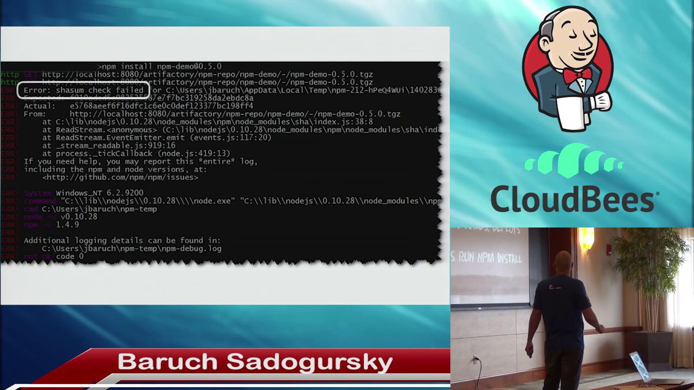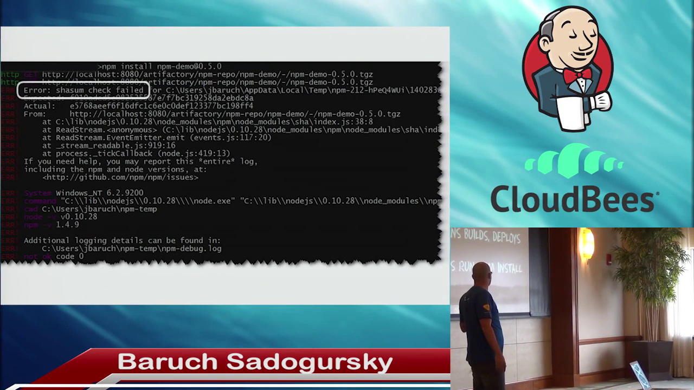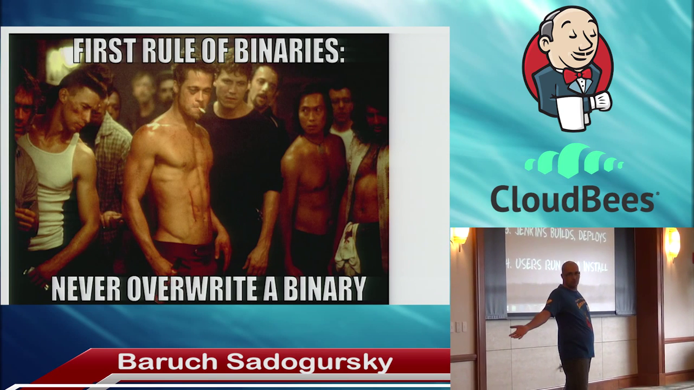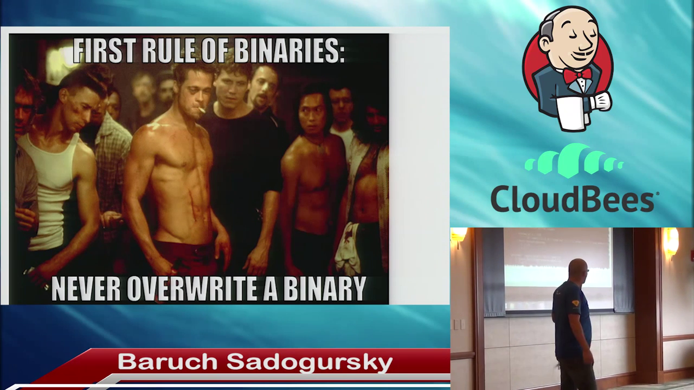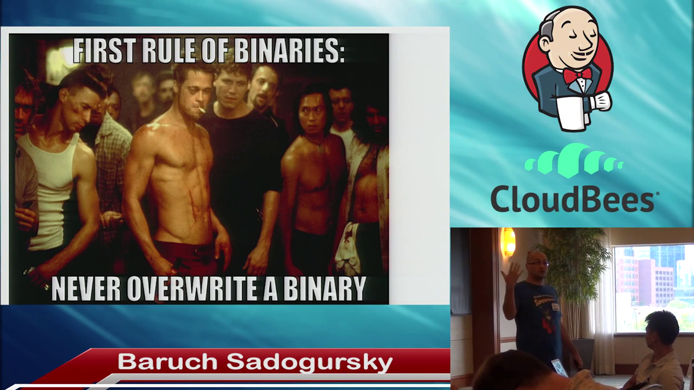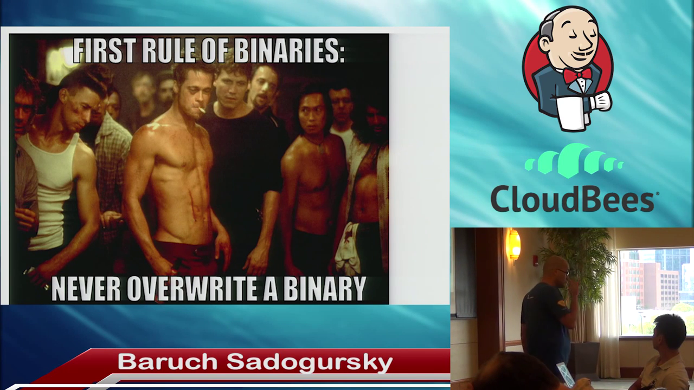What do you do? How do you do it? You write some code, you commit, Jenkins builds and deploys, and the user runs npm install. Looks good, right? This is exactly how it's supposed to work. When you do it the first time, everything works. When you do it twice, you will get this error: checksum check fail.